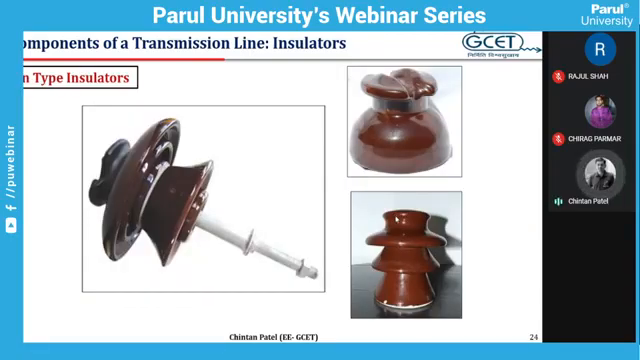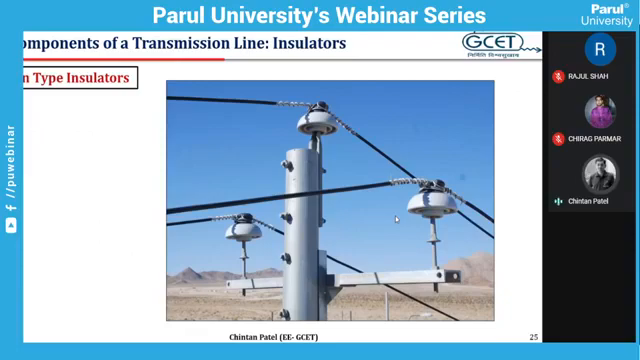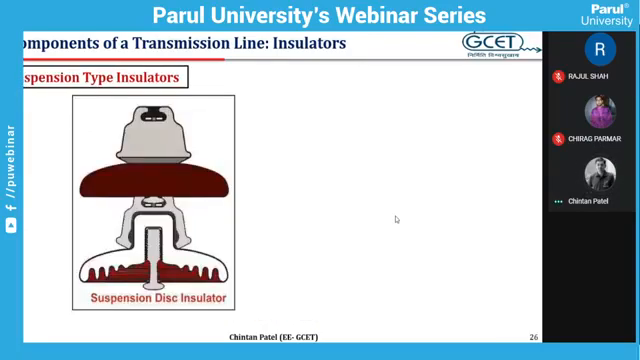This is a pin insulator used in the distribution network. Depending upon voltage class, the design may vary. This is how a pin insulator is mounted in the actual distribution network. But then comes the suspension insulator.